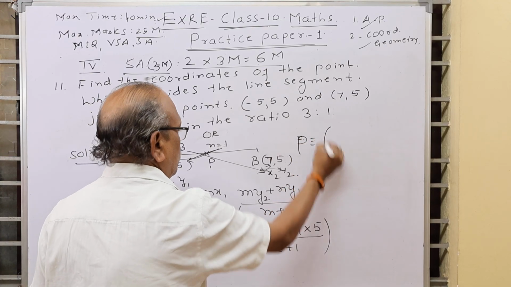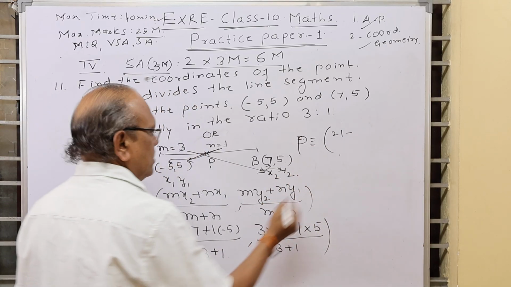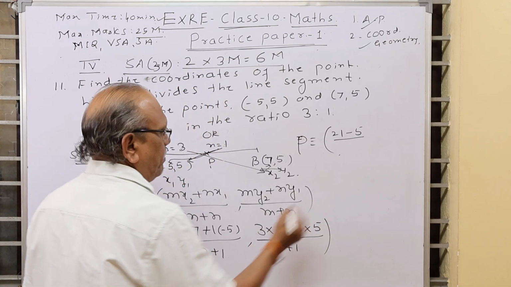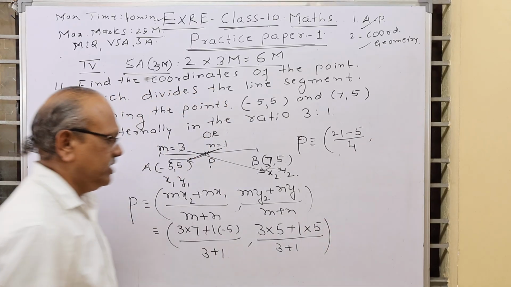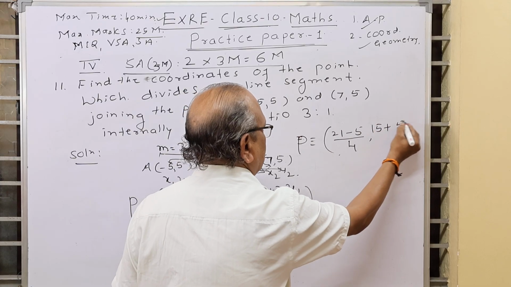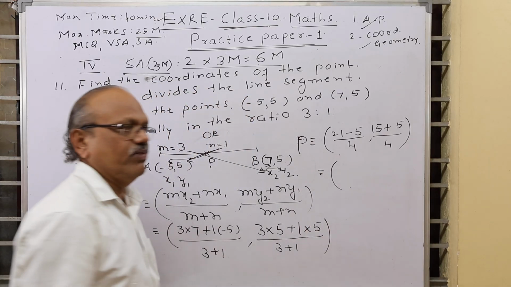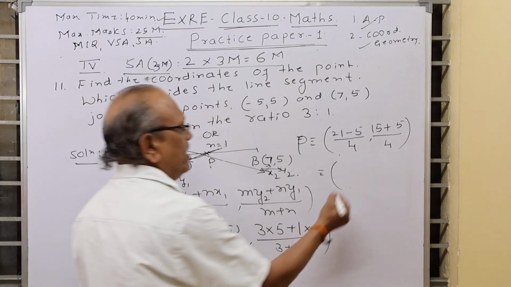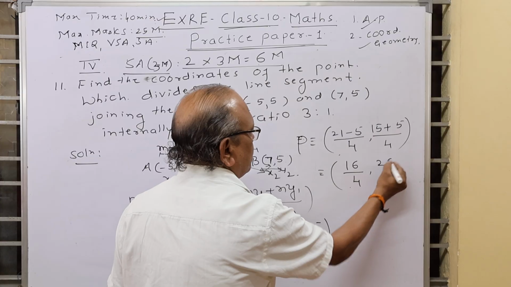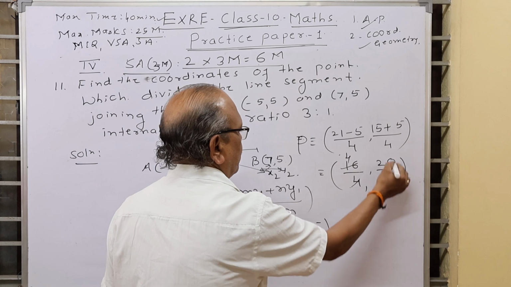Coordinates of P is equal to: 3 sevens are 21, plus into minus is minus, be careful, minus 5, upon m plus n. Don't repeat the mistake you did in the last test. 5 threes are 15 plus 5 ones is 5, upon 4. 21 minus 5 is 16, so 16 upon 4 is 4. 15 plus 5 is 20 upon 4, which is 5.